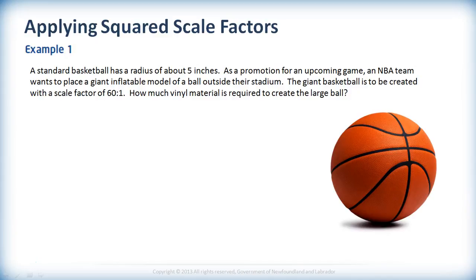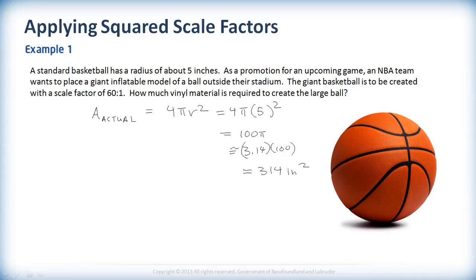First of all, what's the surface area of a regular ball? The surface area of a sphere is 4 pi r squared. So in this case, we've got 4 pi times 5 squared, which is 4 times 25, 100 pi, which is about 3.14 times 100, so about 314 square inches.